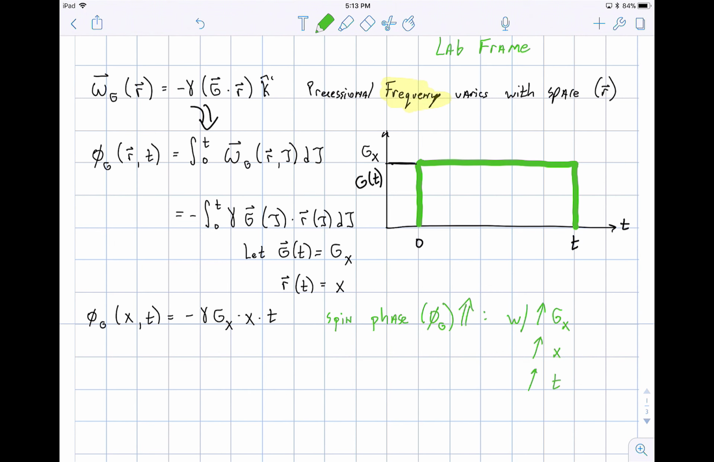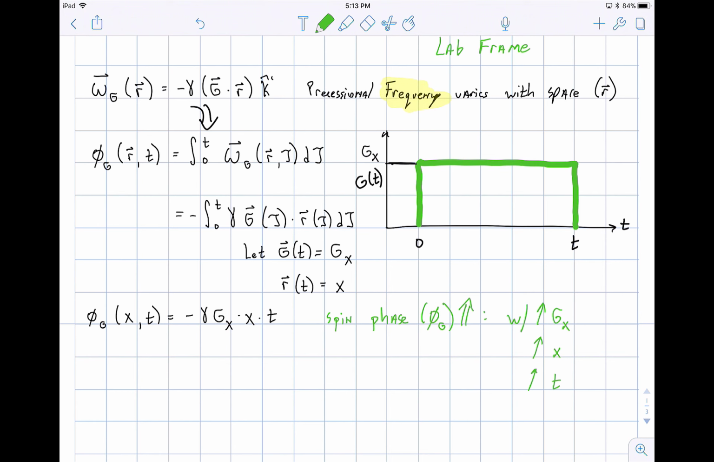All I'm trying to point out here is that the amount of phase you have for a particular spin depends on how far you are from isocenter, right? So spins at isocenter can't, in principle, accumulate phase from gradients. But if I'm farther and farther from isocenter, I'll have more and more phase, depending on how long I'm exposed to that particular gradient field.